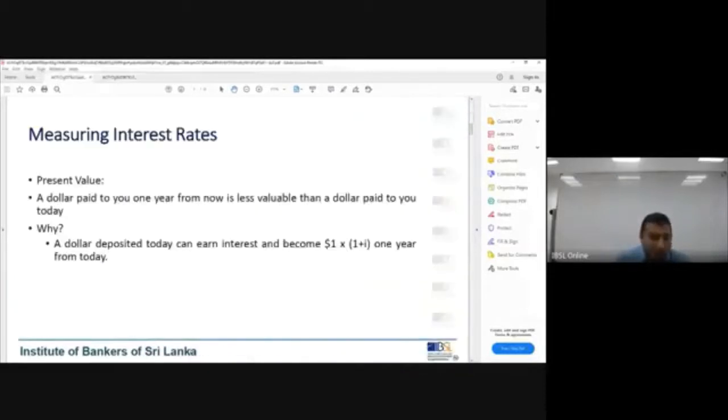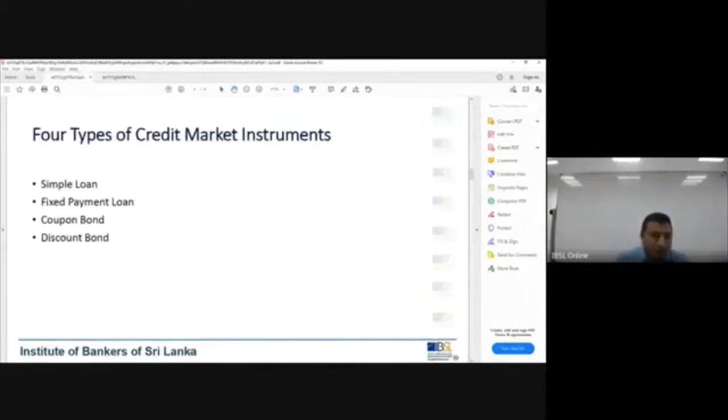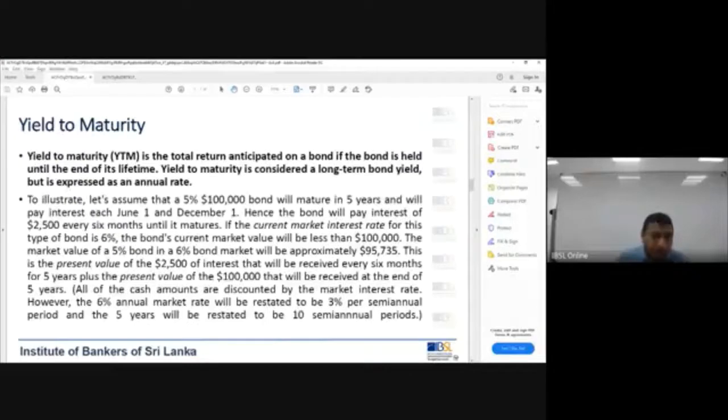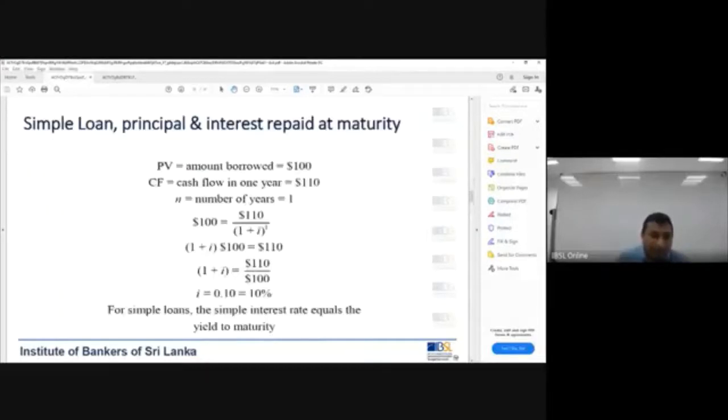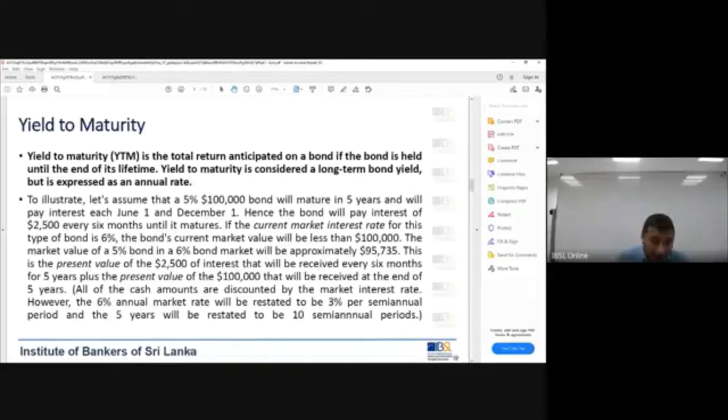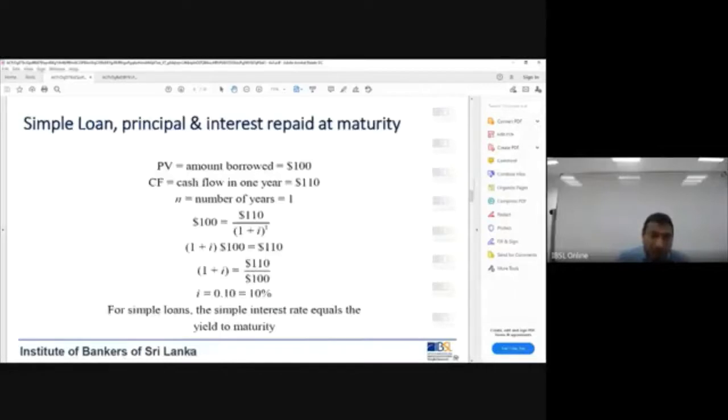And of course, now you have some understanding of the different types of credit market instruments that we were looking at: simple loan, fixed payment loan, coupon bonds and discount bonds. And very interestingly, you learned about the so-called yield to maturity. That is a very, very important concept in terms of how you see an investment return, and what would be the ultimate return on an asset, mainly financial assets like treasury bonds.